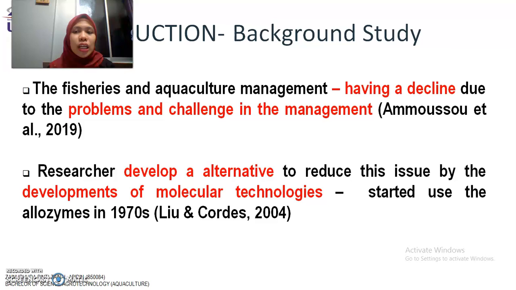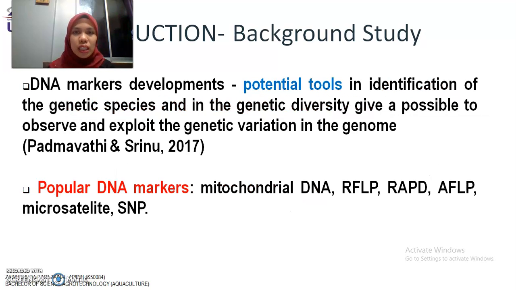In fisheries and aquaculture management, there is a decline due to problems and challenges in the management. So, researchers are developing an alternative to reduce this issue through the development of molecular technology. The use of molecular technology started with allozyme in 1970. DNA markers are potential tools in the identification of genetic species and genetic diversity, and they make it possible to observe and explore genetic variation in the genome. The popular types of DNA marker are mitochondrial DNA, RFLP, RAPD, AFLP, SNP, and microsatellite.